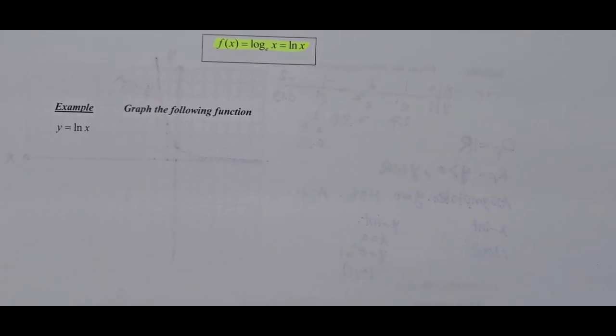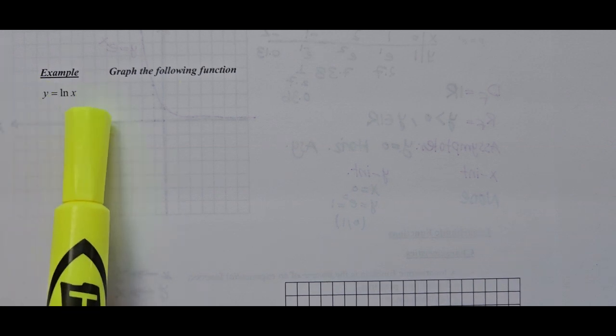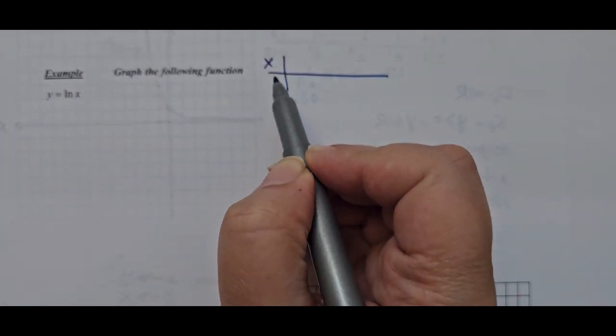Now the next step is graphing the function. So this is your function y equals ln x, and x is your independent variable, and y is your dependent variable. And remember, I told you as a general rule of thumb, whenever you want to do your graph, you give values to x and then you find the corresponding y values. Let's do the same here. So we do x and y.